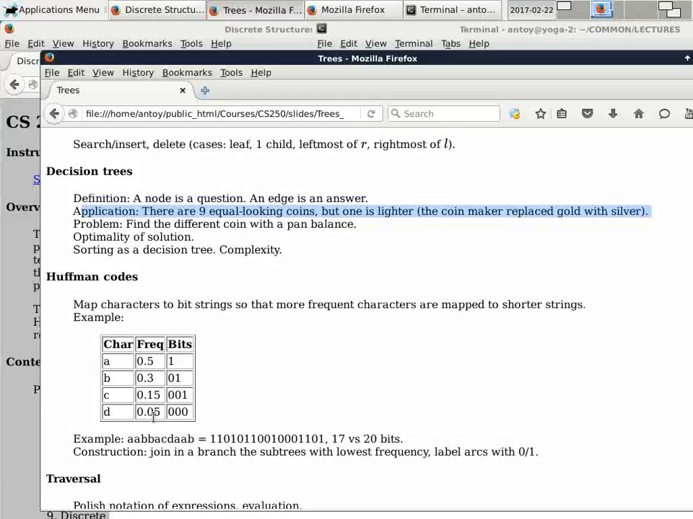And so, if we look here, we have the character, we have the probability or frequency, and we have the bits that we have computed with this construction.